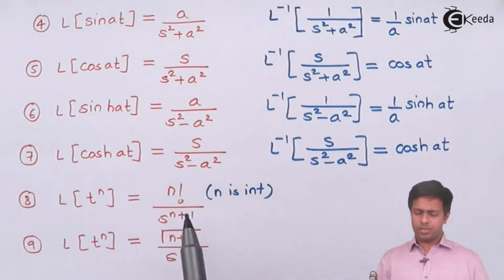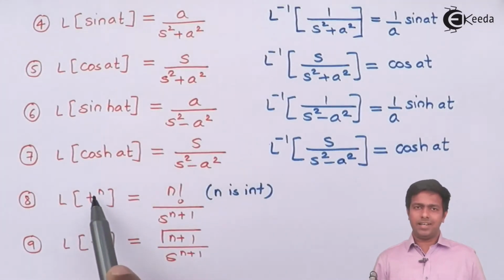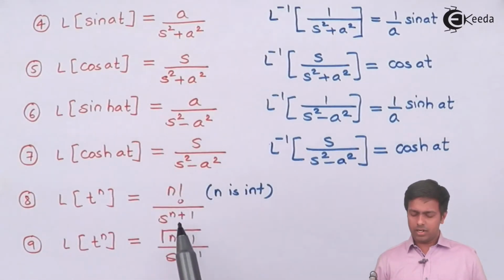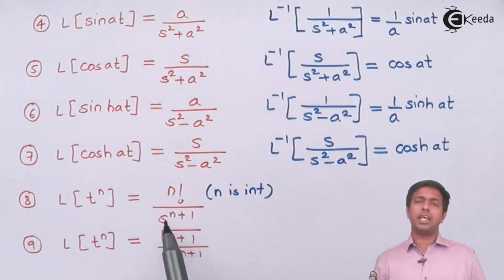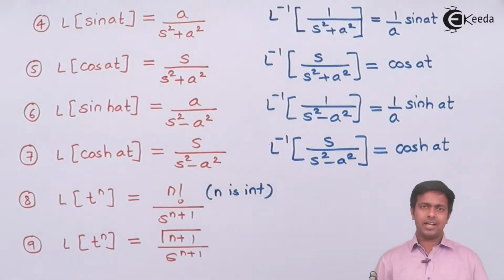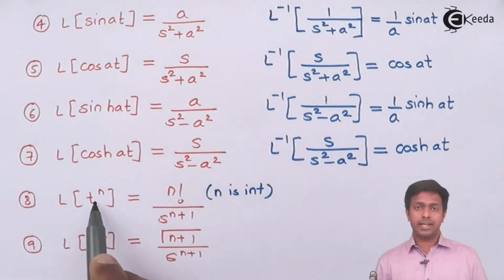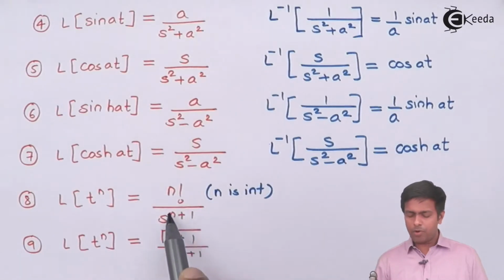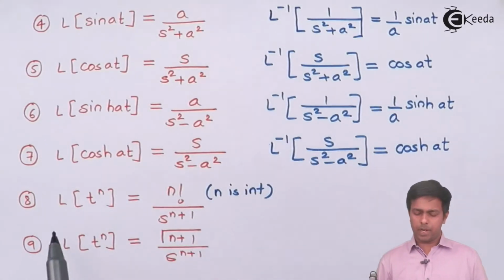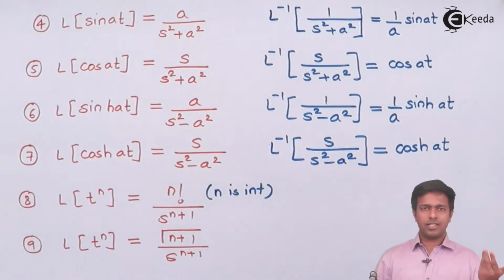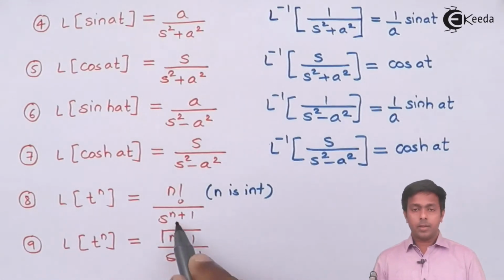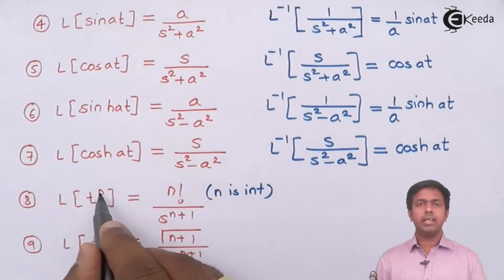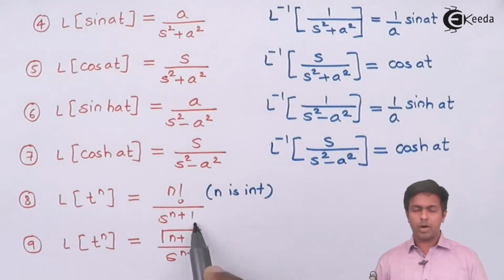So now if n is integer, this is the formula. Just observe the terms. If the power of t is n, in the answer you get n factorial, and the power of s becomes n plus 1. It means the value in the factorial is exactly equal to the power of t, and the power of s is 1 more than the power of t. Or in reverse, the power of t is 1 less than the power of s. So guys, I am going to use this relation here.